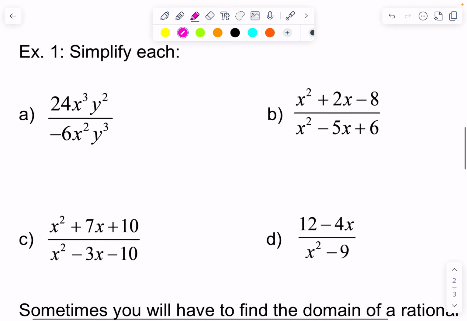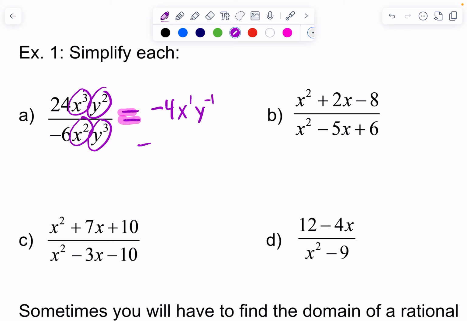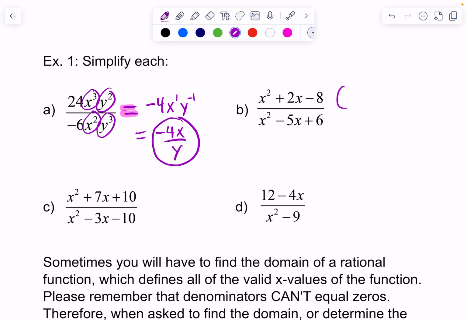Let's simplify each. Okay, well, 24 divided by negative 6, that's going to go ahead and equal us a nice negative 4. X cubed divided by x squared, you keep the base, subtract the exponents, x to the first power. And y squared divided by y cubed is y to the negative 1 power. But then when simplified is negative 4x over y, because you always want positive integers.